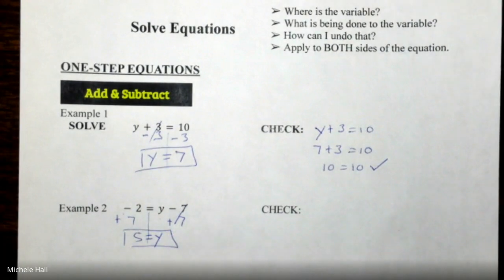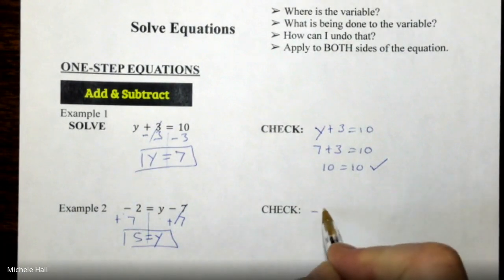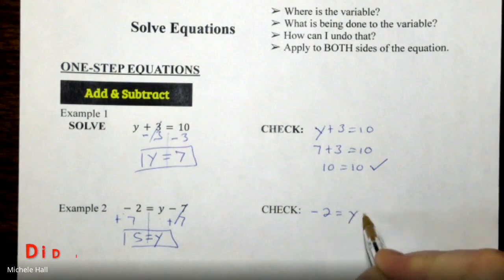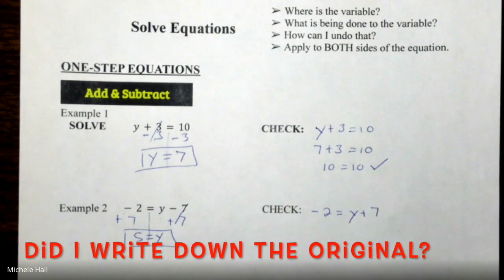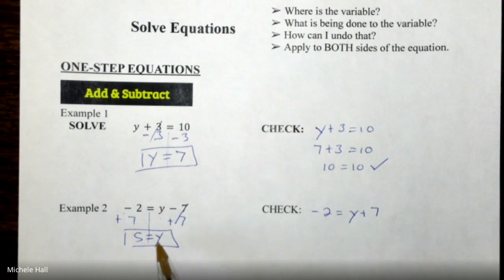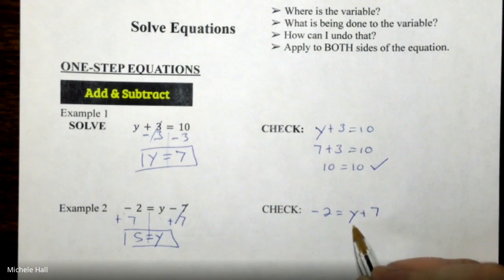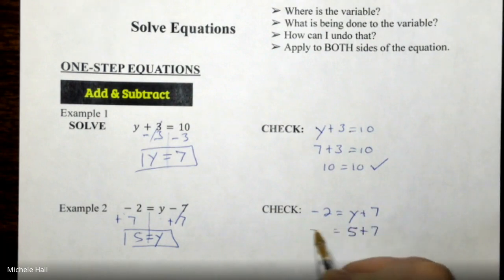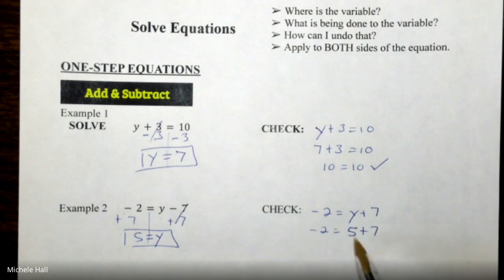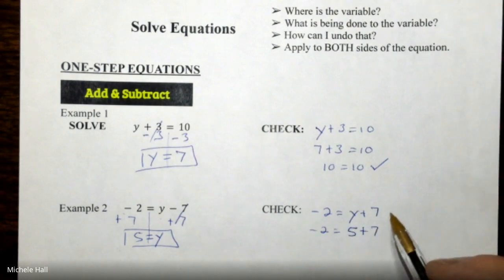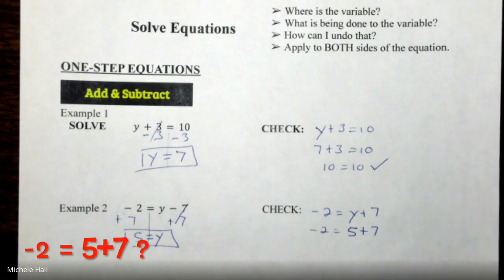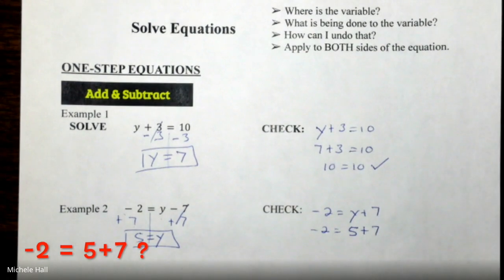Again, we're going to check our solution. Negative 2 equals y plus 7. Start by writing down the original. Y is not unknown anymore. We think we found out that y equals 5, so we're going to check that solution. I'm going to substitute in 5 for the y value and write down everything else. I need to simplify. 5 plus 7.